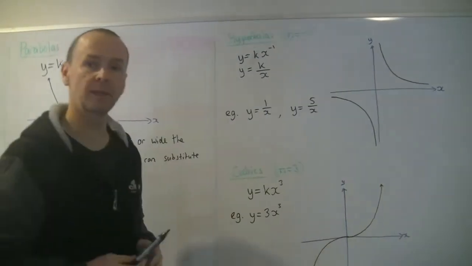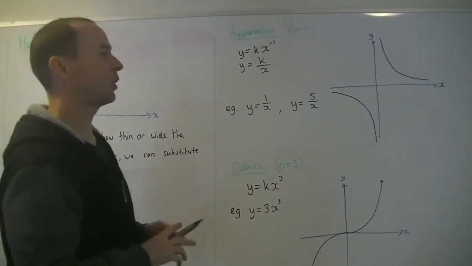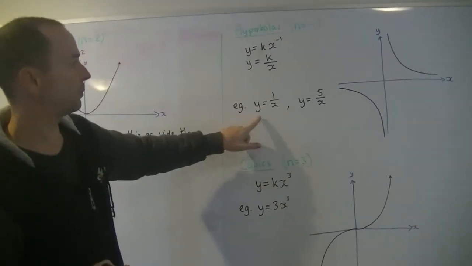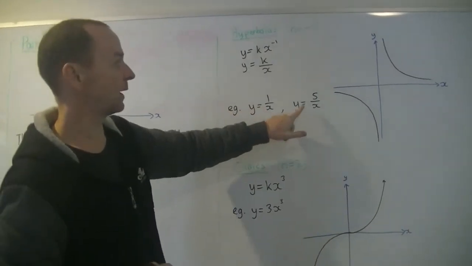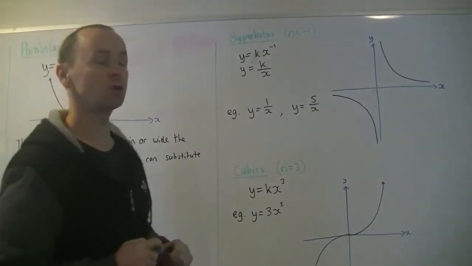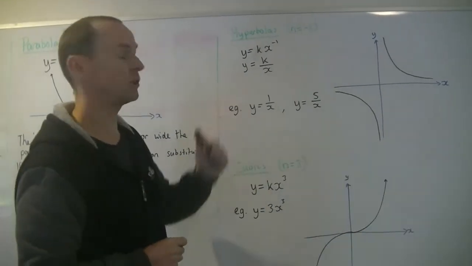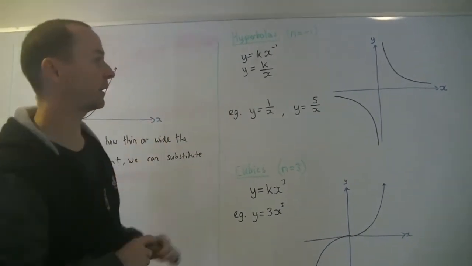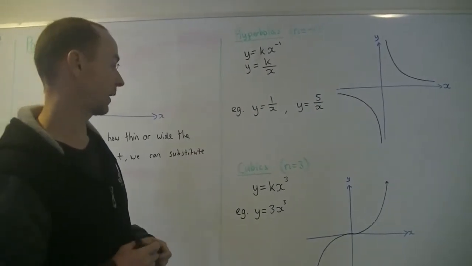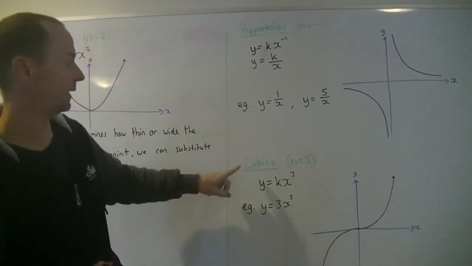These aren't too common in further maths. It's good to know what they look like. And these are examples of hyperbolas, y equals 1 over x or y equals 5 over x. If you're not sure what the graph looks like, use CAS. You type whatever the equation is into CAS and you graph it and then you'll know what the graph looks like.